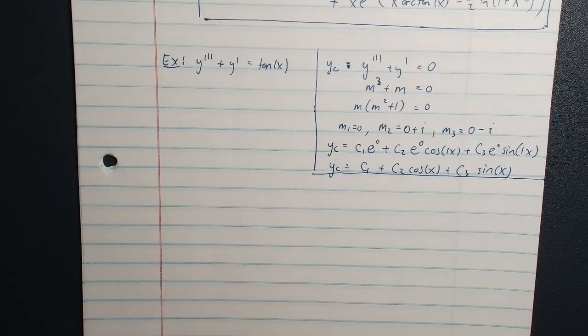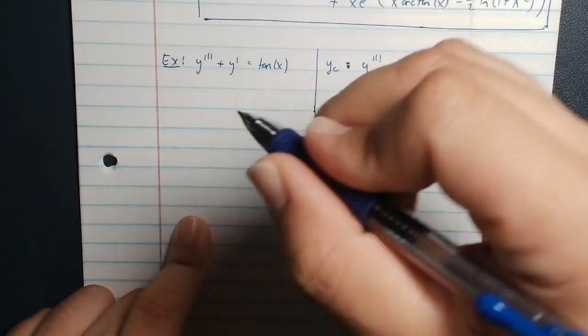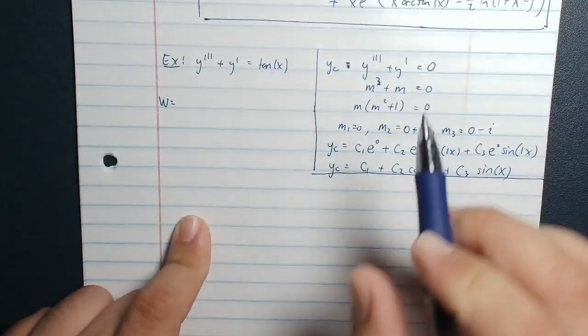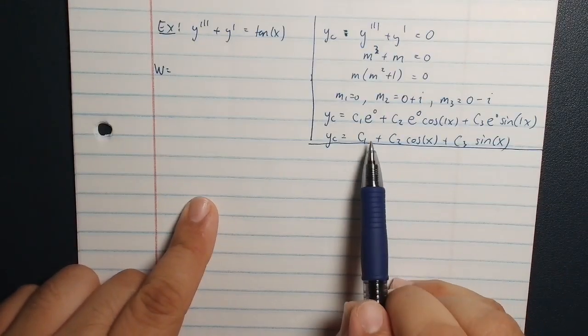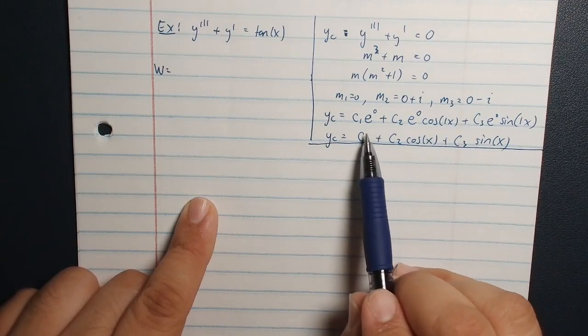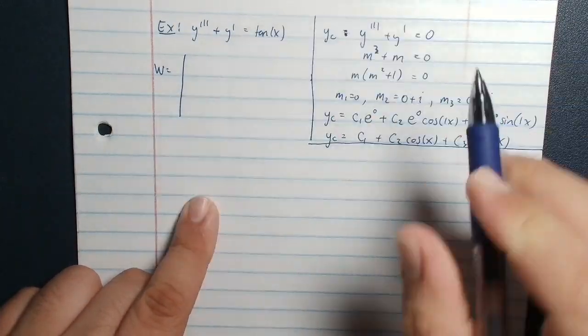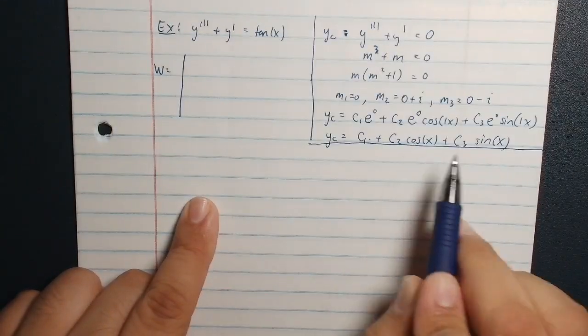Okay, so now the next thing we want to do is find our Wronskian. And remember how the Wronskian works. We're going to take the elements here of our fundamental solution set, basically these, but without the c1, c2, and c3, and we're going to write them along the top. That's going to be 1, cosine x, sine x.